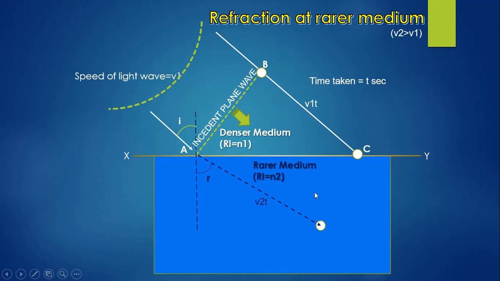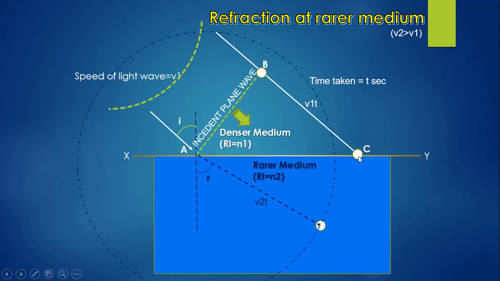To construct the refracted plane wave in the rarer medium, we have to take this distance v2 into t as a radius. The distance covered in the rarer medium, which is v2 into t, we have to treat as a radius, and A as a center. Then you have to construct a sphere around the point A. This is a big sphere around the point A, having a radius v2 into t.